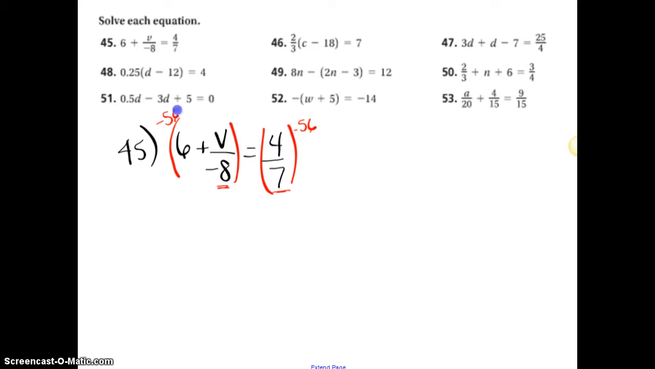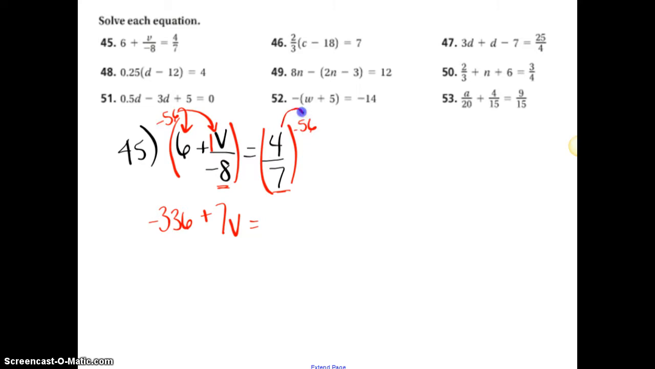So now I distribute this. So negative 56 times 6. You can do that on your calculator, totally fine. When I do that, I get negative 336. Plus, now I do the negative 56 here. So there's technically a 1 here. So negative 56 times 1 divided by negative 8 gives me 7 V's. Now you may have done it with a positive 56. That's totally cool. Your answer will come out the same.